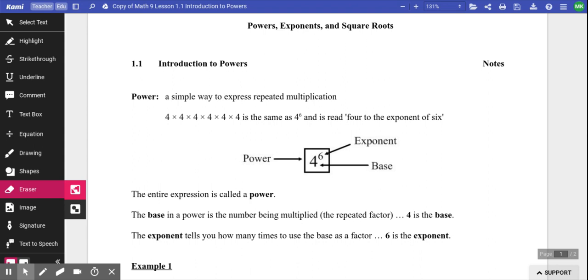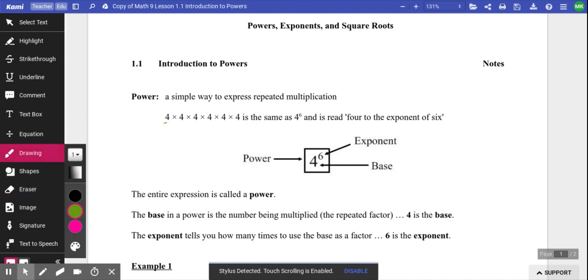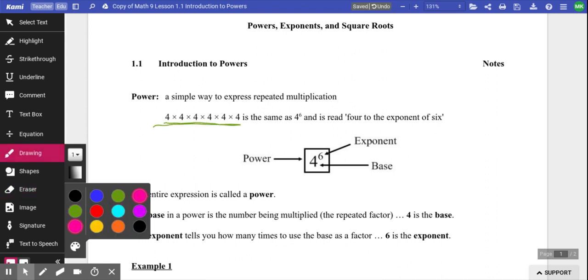Powers is just a simple way of writing multiplication. If you look right here, we have 4 times 4 times 4 times 4 times 4 times 4. Instead of writing it like that, a quicker, easier way to write it is using something called powers or exponents.